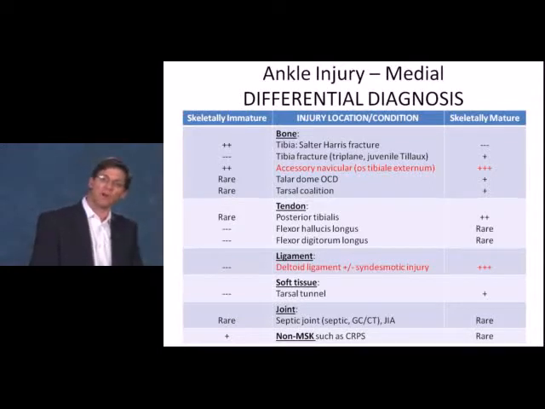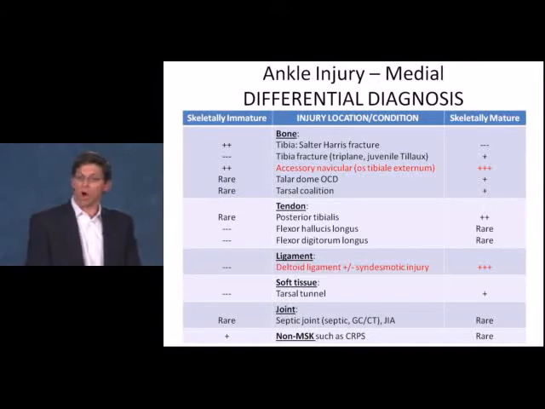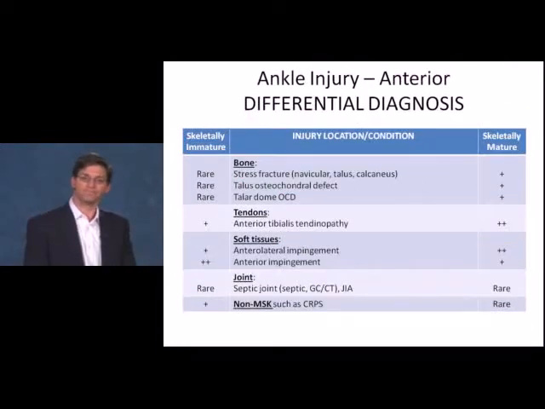You can see this more commonly in the skeletally mature athlete, in which they have recurrent inversion injury and/or pain in the medial aspect of the foot on the navicular that does not seem to improve with conservative management. In addition, the medial ligaments are all considered to be a broad deltoid ligament, and you may have a syndesmotic injury concurrent with that, which is another name for a high ankle sprain.